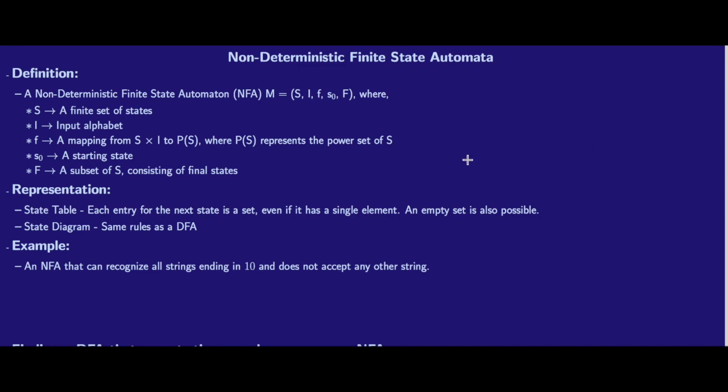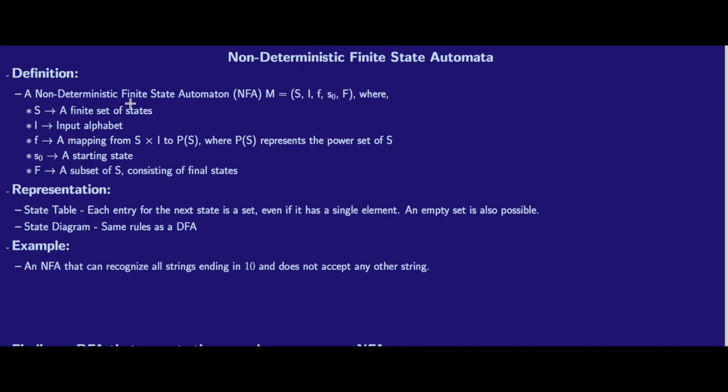Hello, so in this video we will talk about non-deterministic finite state automata. As opposed to a deterministic finite state automata, the main difference between deterministic and non-deterministic is that the next state is not unique. So the next state can be nothing, or the next state can be a set of one or more states. So a formal definition goes like this.